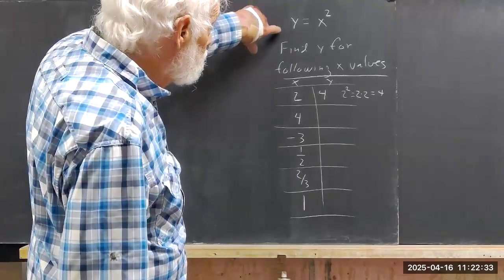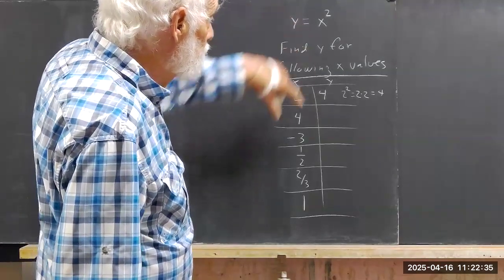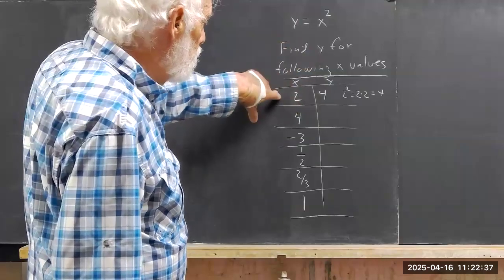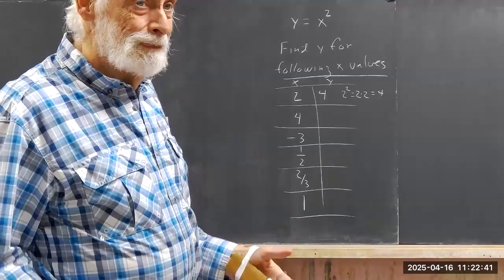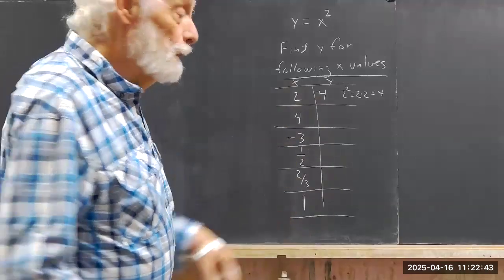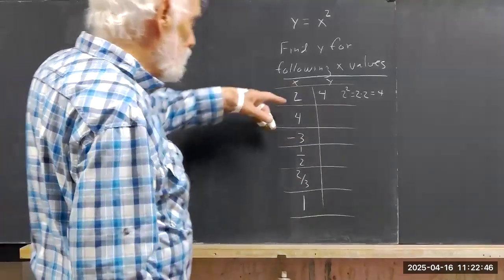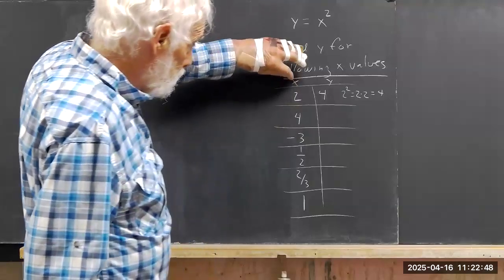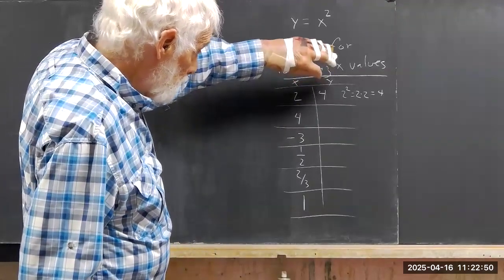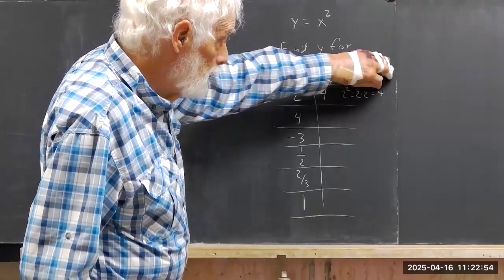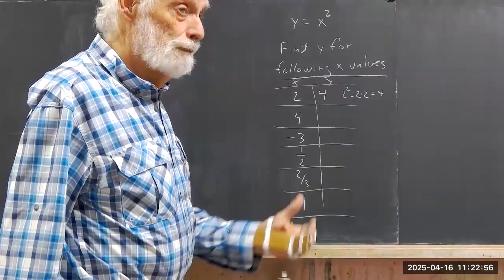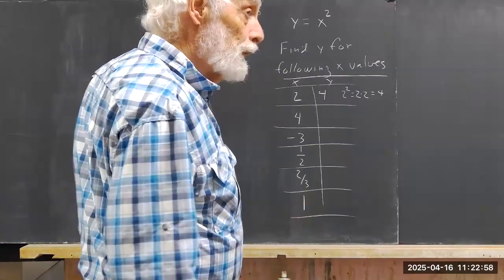So just to introduce that, let's say that y equals x squared. We want to find y for each of the following x values. Now, people did very well on this. A couple little glitches, but everybody's going to understand it. So I demonstrated how I want you to write this out. If x equals 2, then you put the number for y here, and then you explain over here how you got the result. Okay?